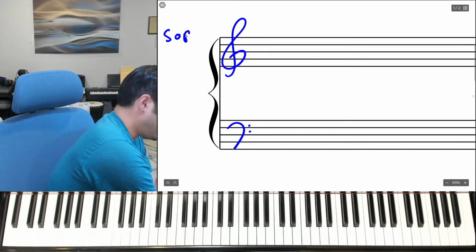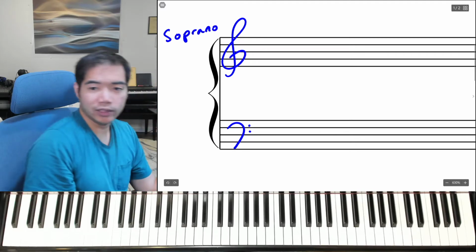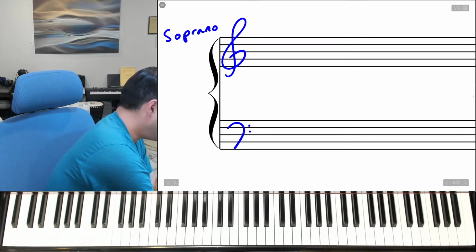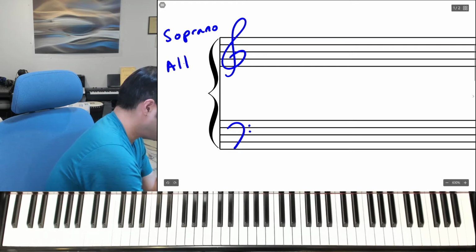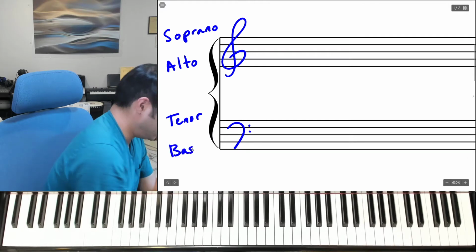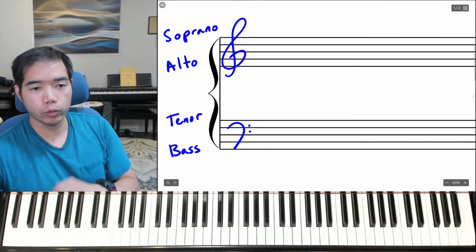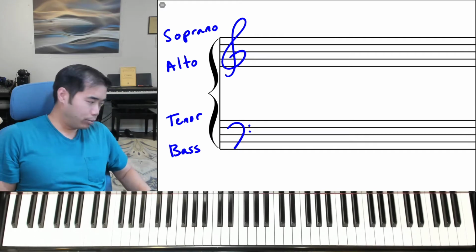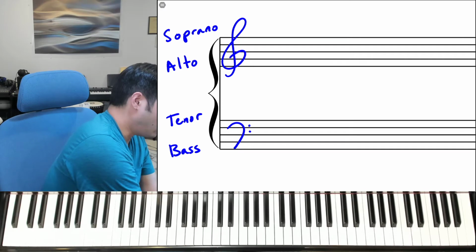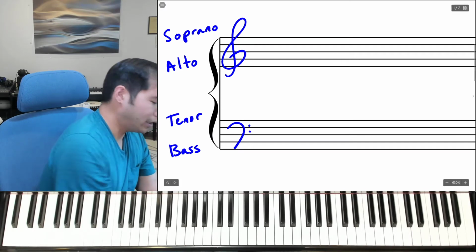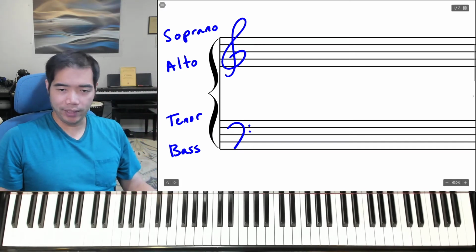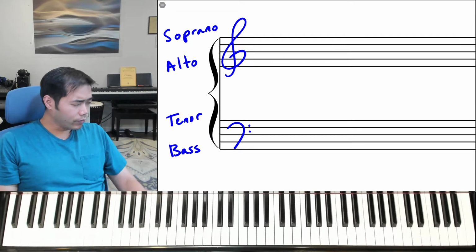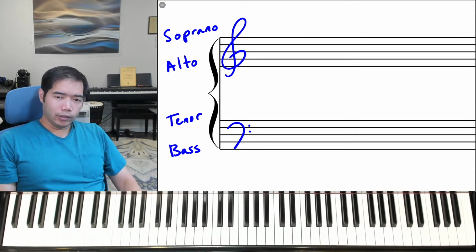A soprano line, which is the highest, an alto line, a tenor line, and a bass voice. So those are our four voices: soprano, alto, tenor, and bass. Soprano and alto will be written on the treble staff, whereas tenor and bass will be written on the bass staff typically. That's how we'll be doing it, just on the grand staff.